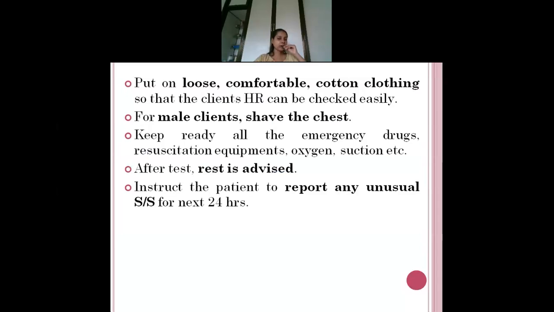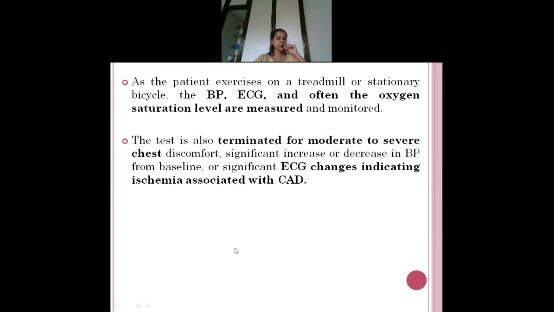Next, you have to see that after the procedure adequate rest is given. Don't tell the patient immediately after the procedure to go back home. On the way to their home, they may develop chest pain and palpitations or other signs and symptoms. So at least observe the patient for some time, and tell them to report any symptoms within 24 hours.